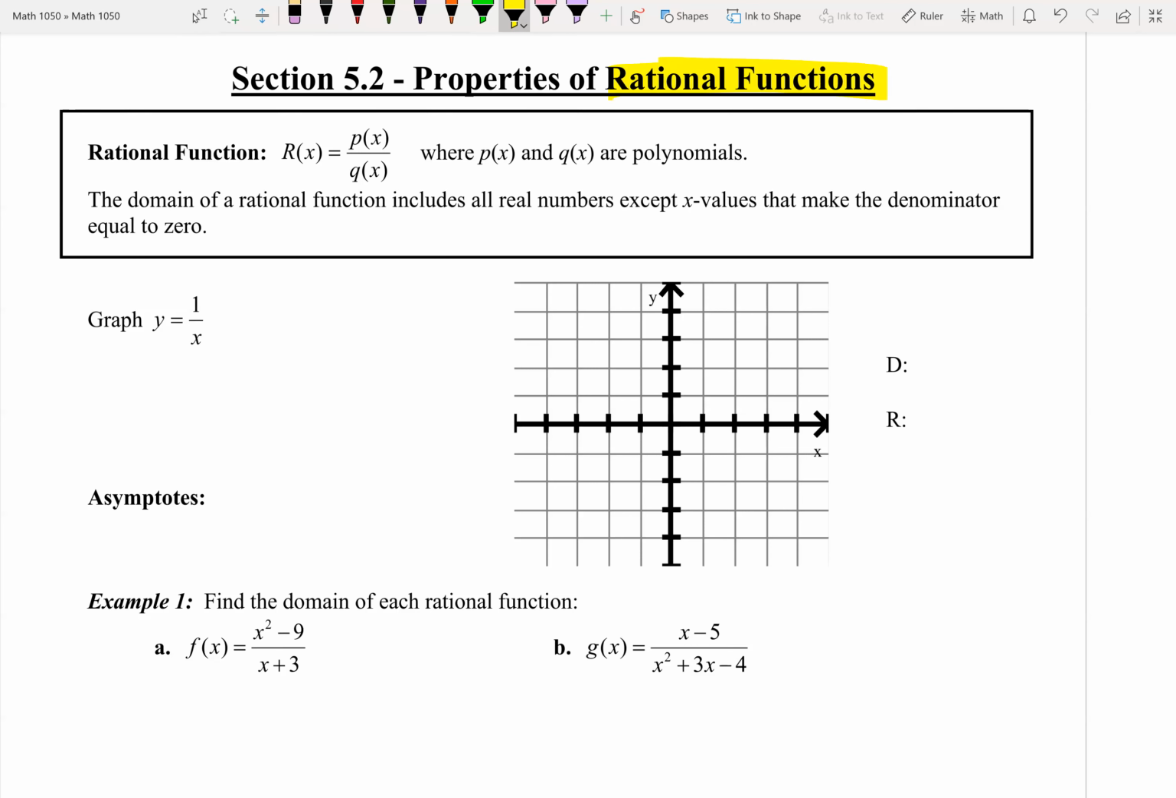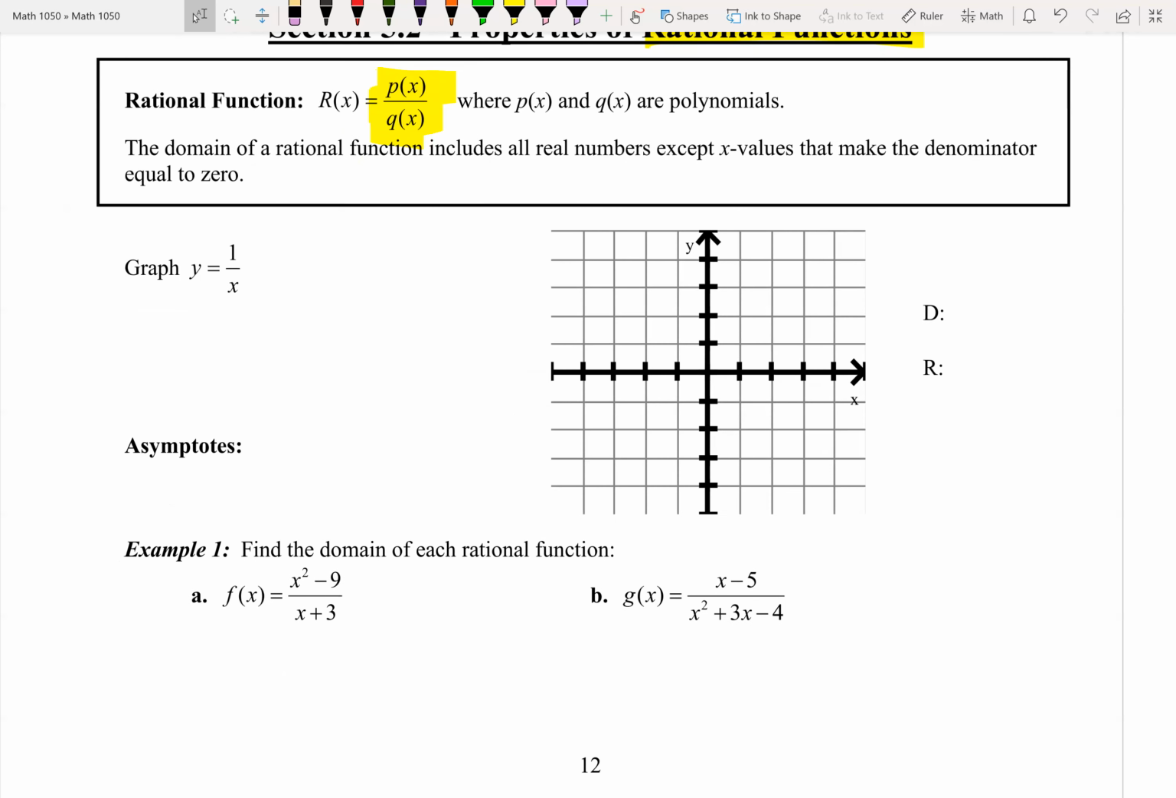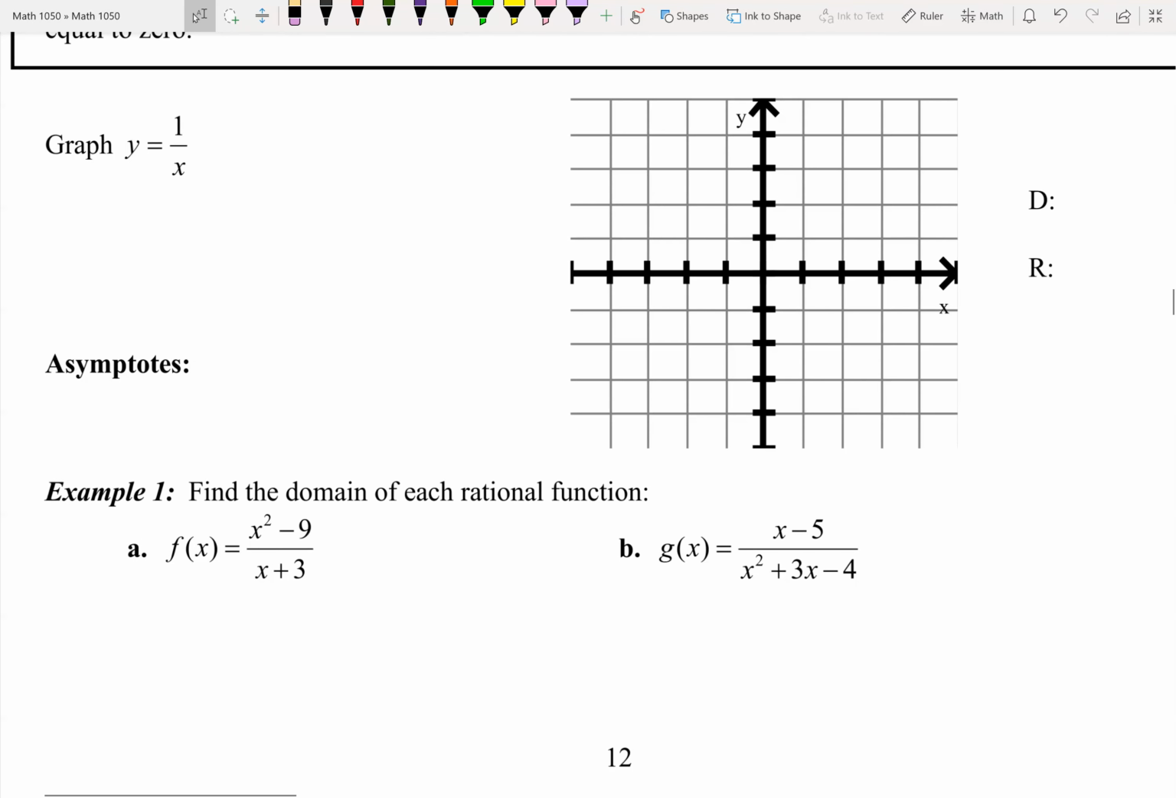A rational function, you guys, is a fraction, and there's an x on the bottom. So do you see that y equals 1 over x? I really think of that as the parent rational function. It's a rational function with no adjustments.